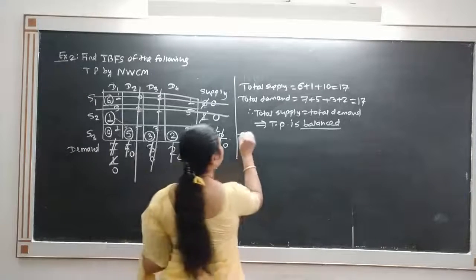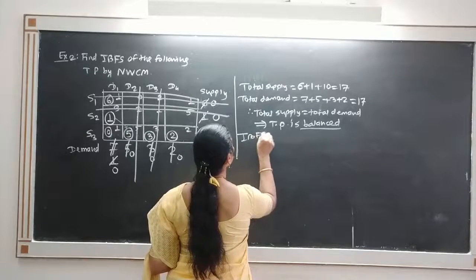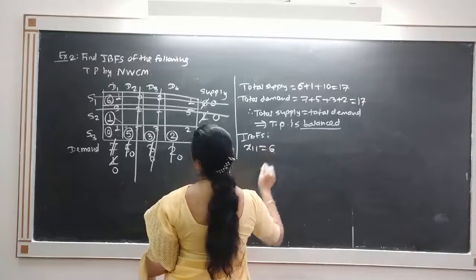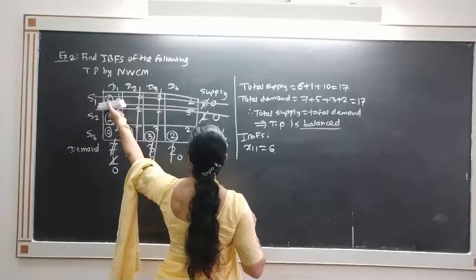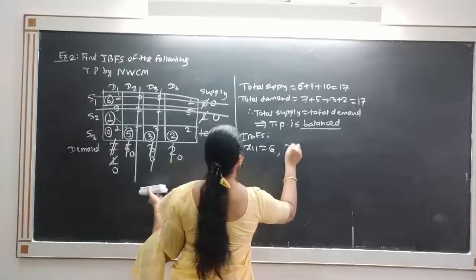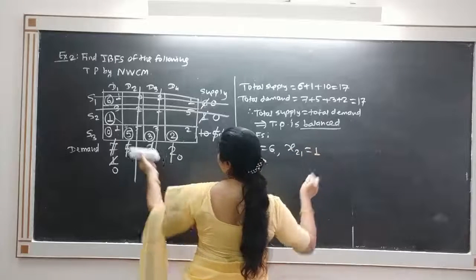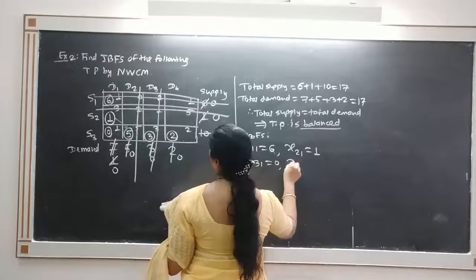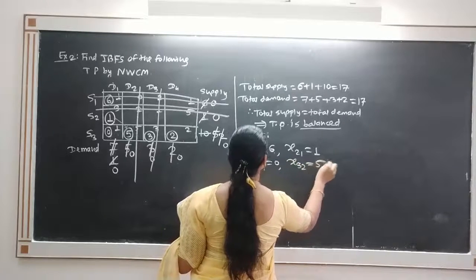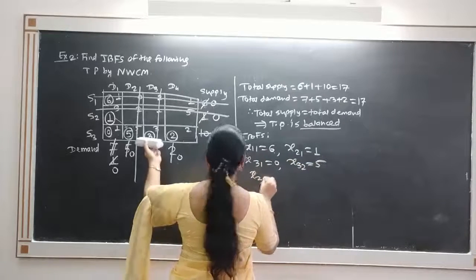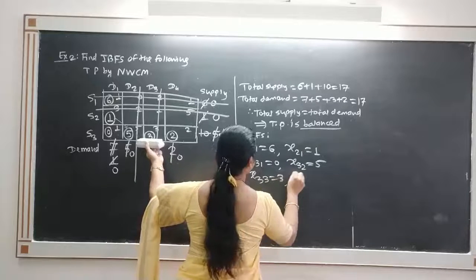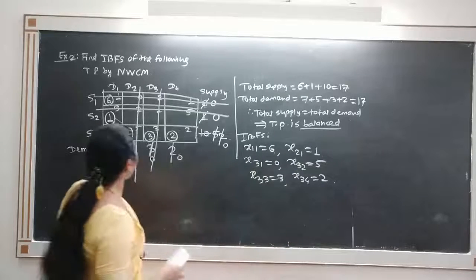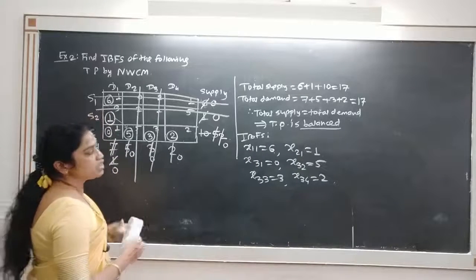So what is your initial basic feasible solution in this case? It is nothing but x11 is equal to 6. In the first, we are allocating 6. Then x21 is equal to 1, x31 is equal to 0, x32 is equal to 5, x33 is equal to 3 and x34 is equal to 2. So this is the initial basic feasible solution.